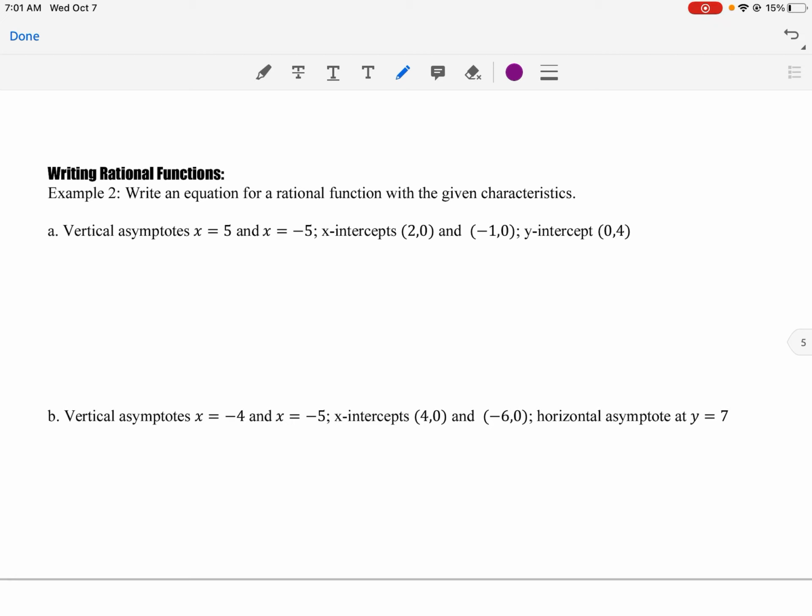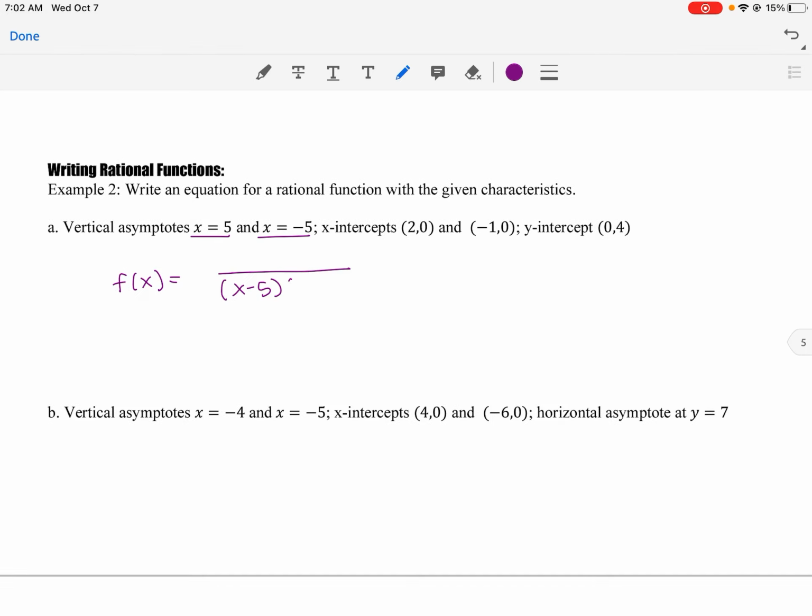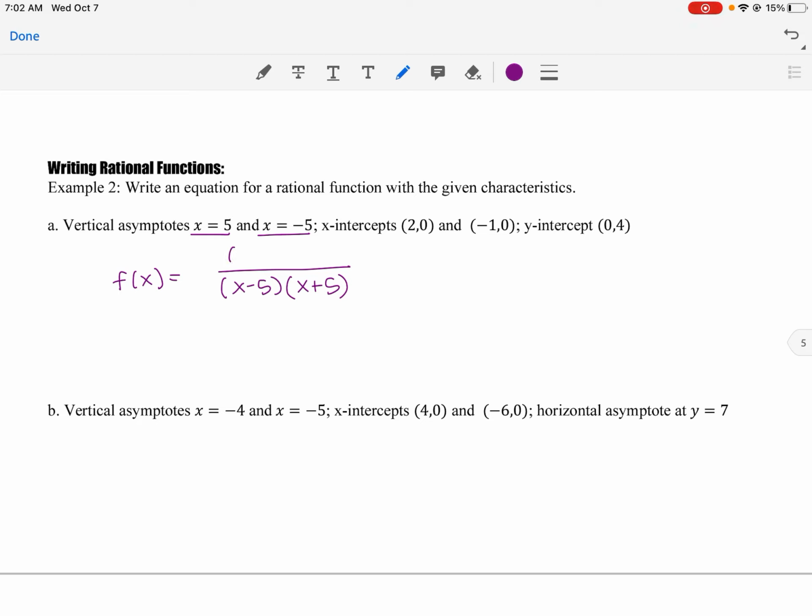So we've got vertical asymptotes at x equals 5 and x equals negative 5. The first thing I would think about here is, okay, does that go on the top or the bottom? The vertical asymptotes will go on the bottom. So x minus 5 is the factor that will give you x equals 5 as your equation. x plus 5, right, gives us x is negative 5. Our x-intercepts of 2 and negative 1 are the factors x minus 2 and x plus 1, and they go on the numerator. Last but not least, we've got this y-intercept of 4.